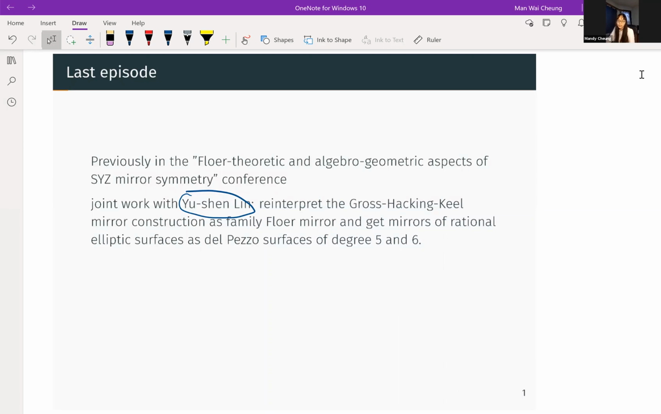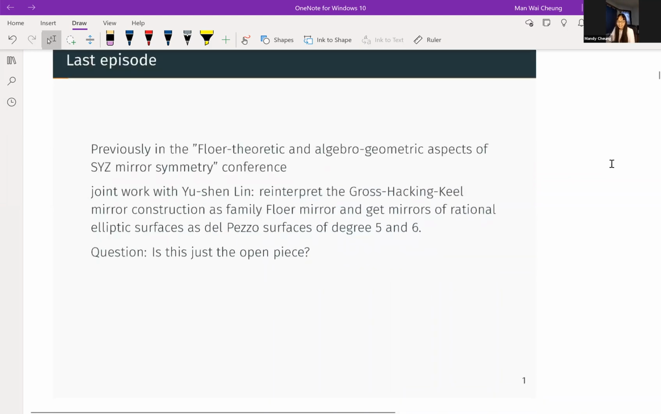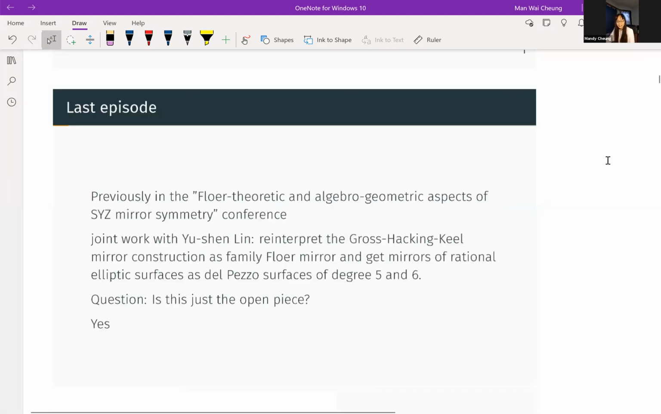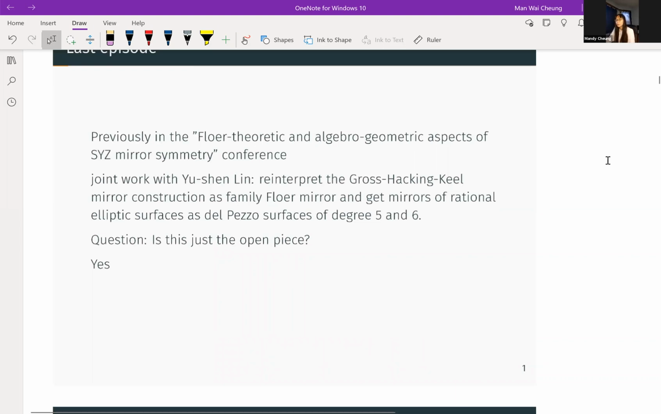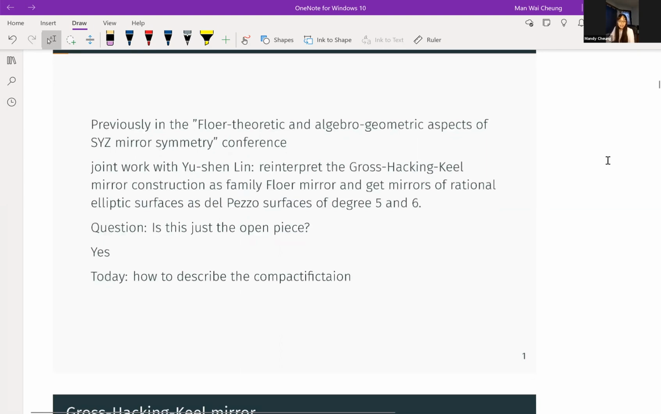Once I made that claim, Professor Mark Gross immediately asked, do I just get the whole open piece or do I get a compact thing? He pointed out that I cannot reclaim that I got DP5 and DP6 instances. I just get the open piece. But why do I make this claim that we can get something that can compactify to DP5 and DP6? That is the motto of today: given this open piece, how can we describe the compactification of it?